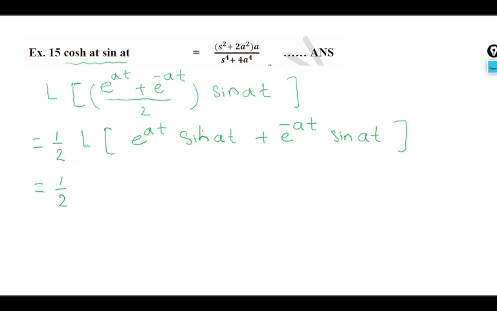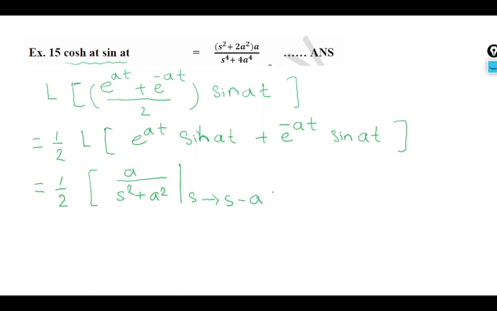Now here it is straightforward. This is sine only. In this example, in the first term, e raised to at into sin at is there. So this is a straightforward first shifting, where we have to write the Laplace of sin at as a upon s square plus a square, but we are going to shift s, since here it is e raised to plus at, so s to s minus a.